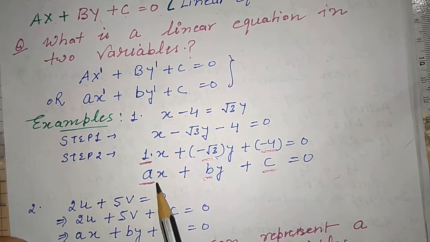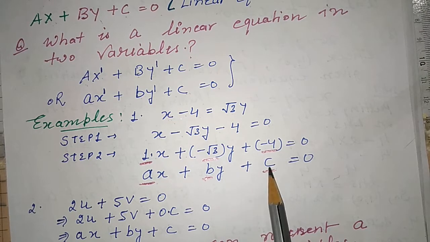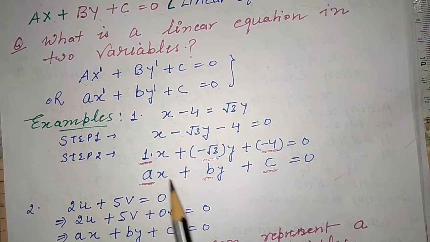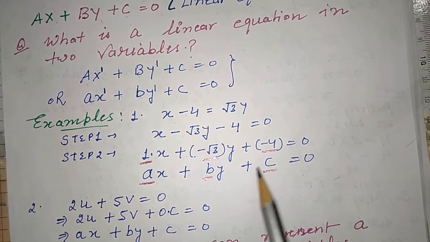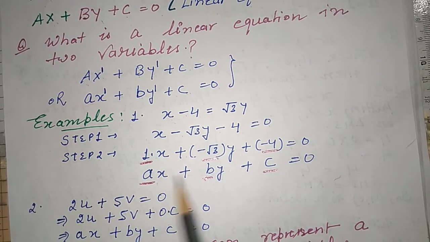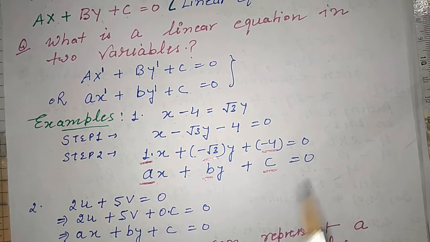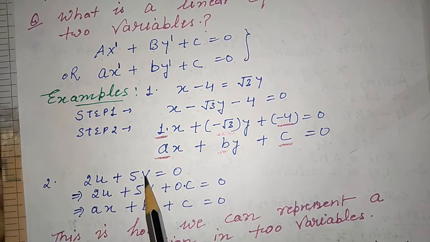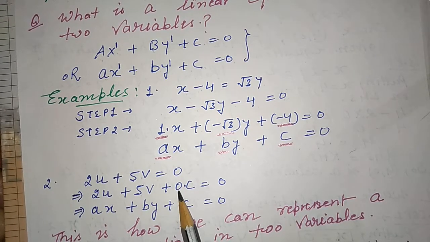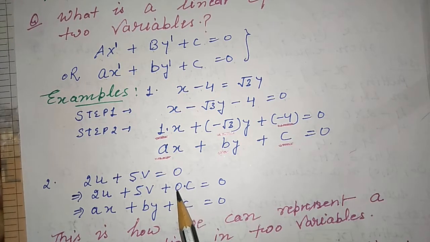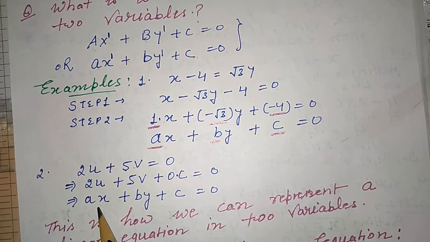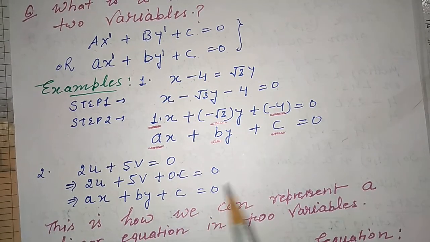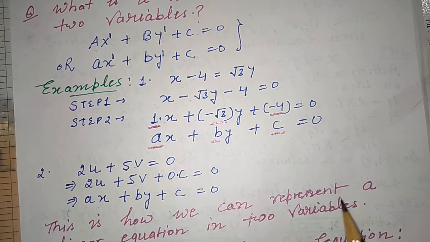If we compare this equation with ax plus by plus c is equal to 0, this equation can be written in the form ax plus by plus c is equal to 0. Similarly, 2u plus 5v is equal to 0. So 2u plus 5v plus, the constant term is not here, so we write c as a multiple of 0, c is equal to 0. Now it can be written as ax plus by plus c is equal to 0. So this is how we can represent a linear equation in two variables.